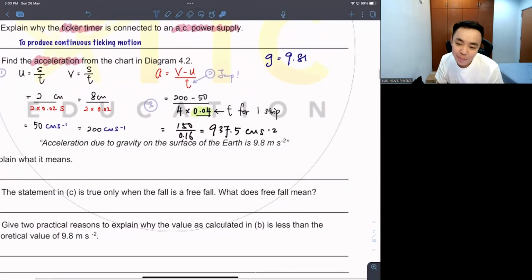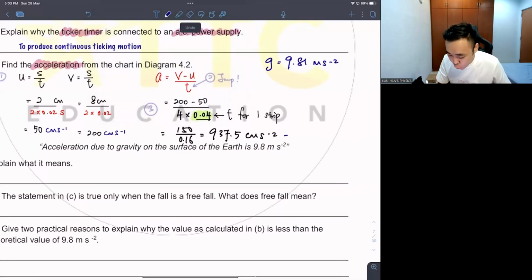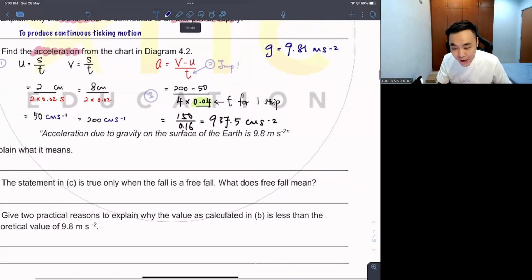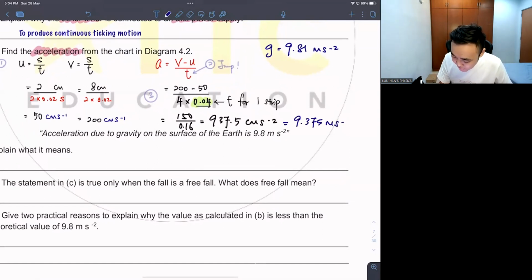For one simple reason. What is the unit we normally use? They are meters per second squared. And what's this? cm per second squared. Actually, the question never said anything, so no need to convert. They never said to use meters, so you don't convert. Leave it there, you are fine. But actually, if you convert, what do you get? 937 cm, if you convert, it becomes 9.375 meters per second squared.